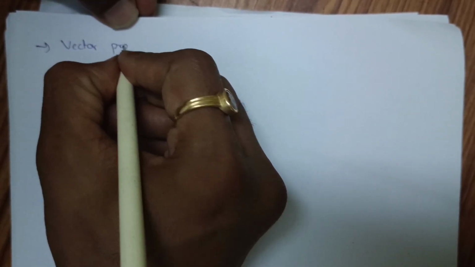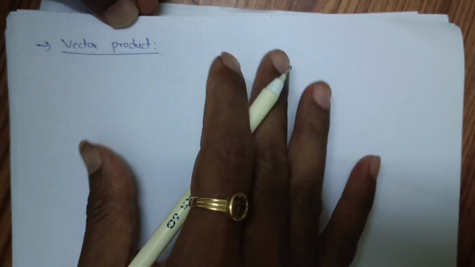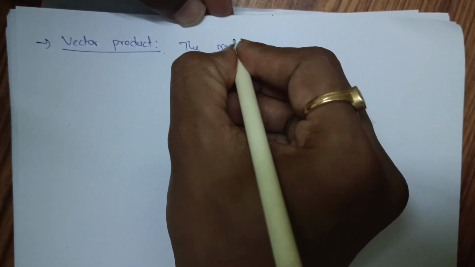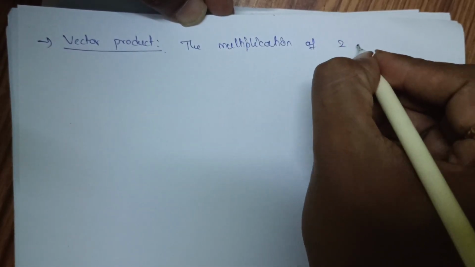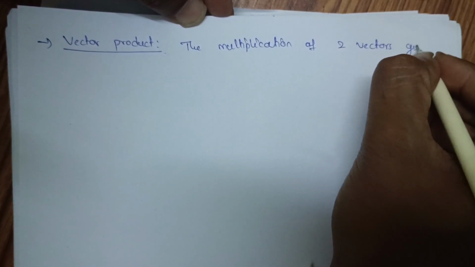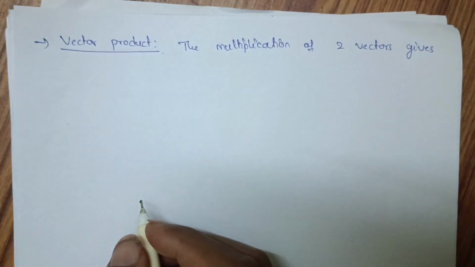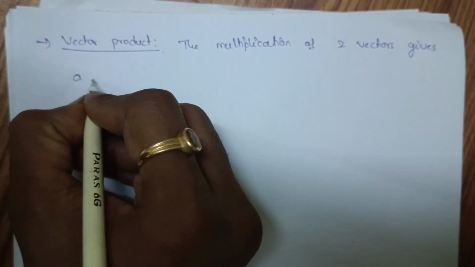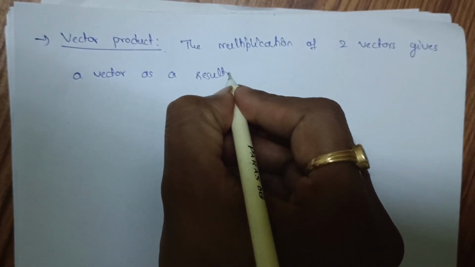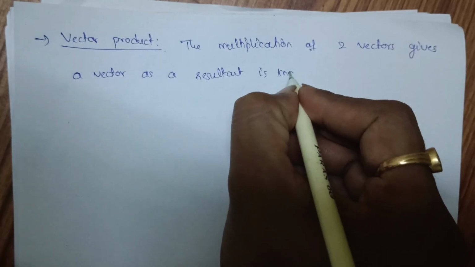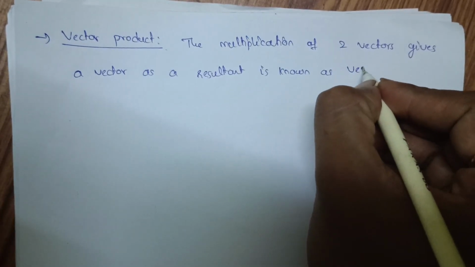Now, vector product. The multiplication of two vectors that gives a vector as a resultant is known as vector product.